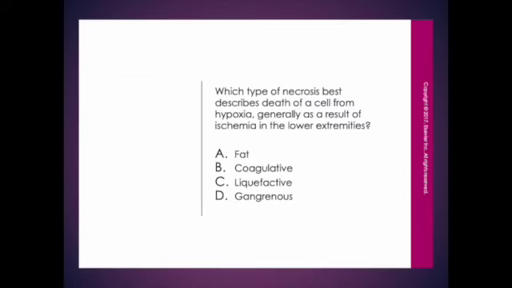Let's check our learning. Which type of necrosis best describes cellular death from hypoxia that results in ischemia in the lower extremities? Is it fat, coagulative, liquefactive, or gangrenous? This is actually a topic we have not yet talked about. The answer here is gangrenous. Gangrenous necrosis typically occurs in the lower extremities when our blood vessels are blocked and then ischemia occurs. This hypoxia can then ensue, and then bacteria will invade, causing gangrenous necrosis.